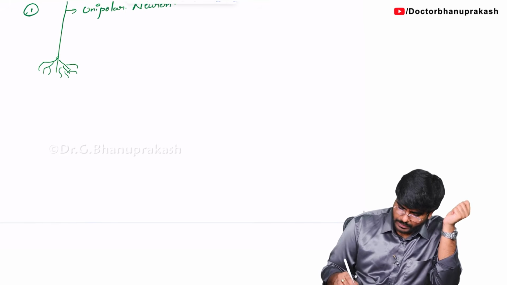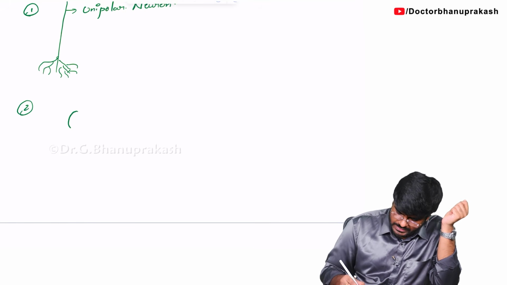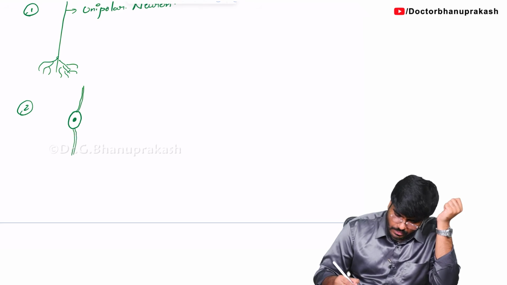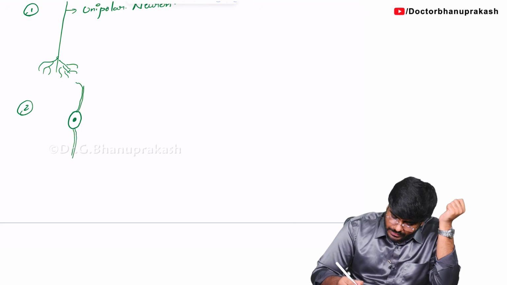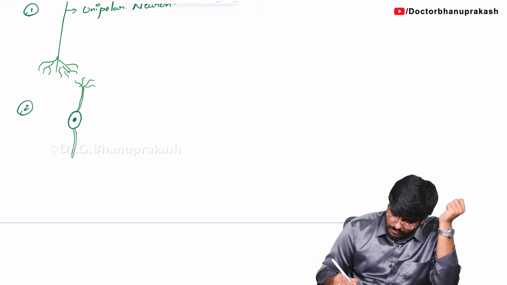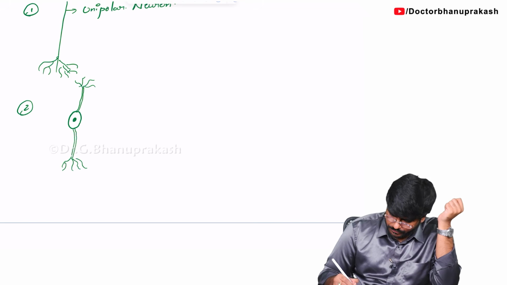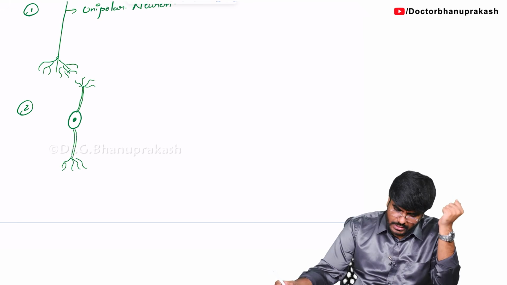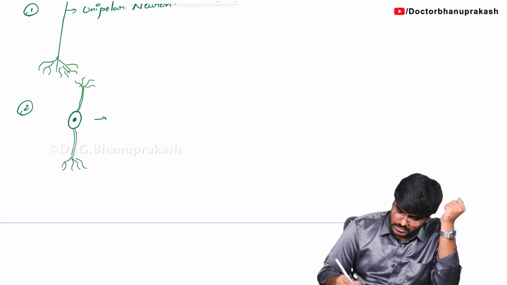Next, look at the second type of neuron. Here there is a cell body, and from this cell body, one axon is going like this, and one more axon is coming like this. So, from here two axons are coming, and there are nerve terminals like this. So what are these neurons called? These neurons are called bipolar neurons.